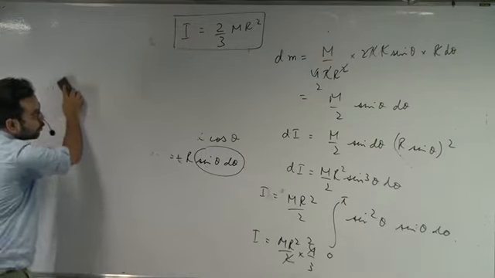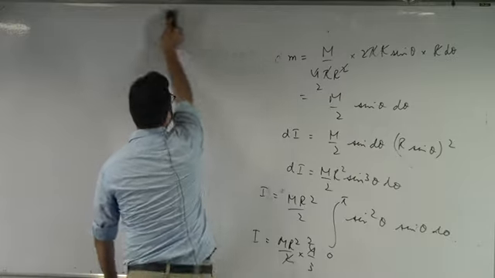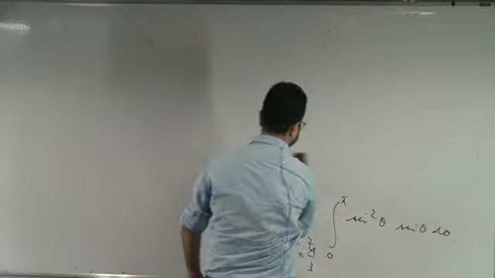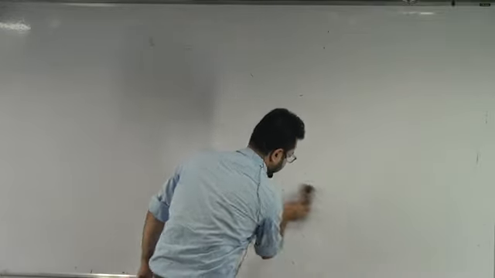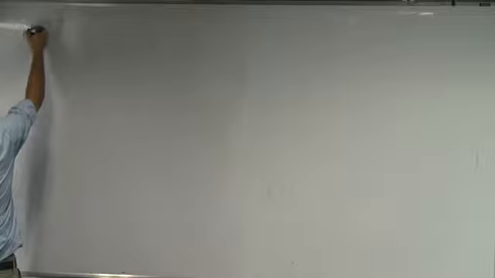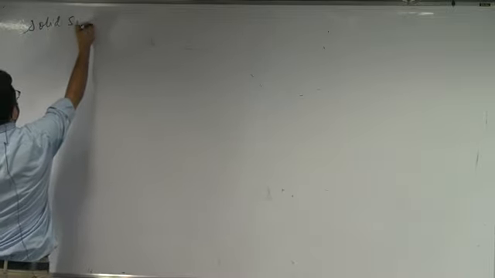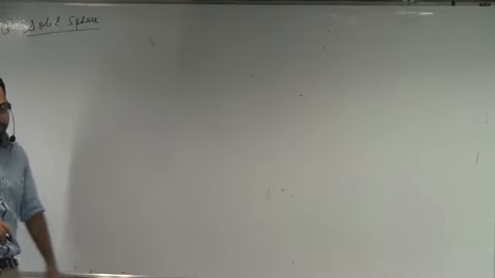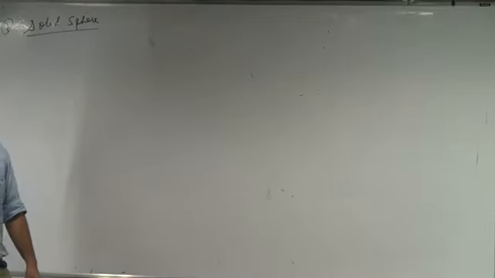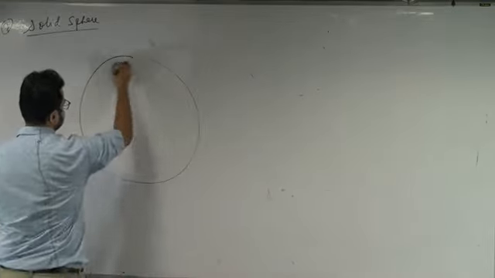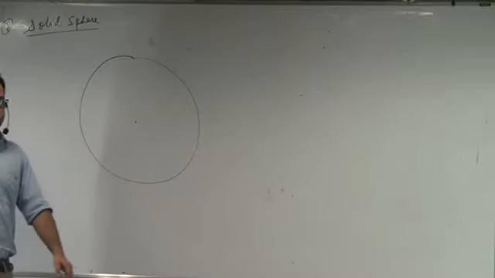So this is how you deal with a hollow sphere. Okay, so finally we have one more thing, which we call a solid sphere. I don't know what number this was. Okay, solid sphere. We have to find the moment of inertia of a solid sphere about its diameter.